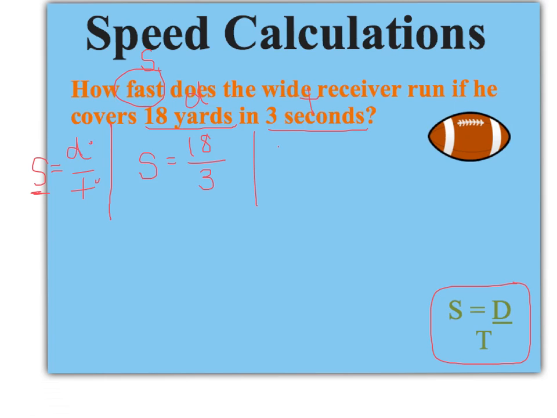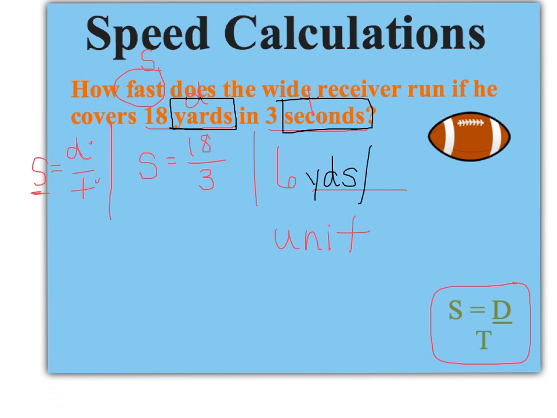18 divided by 3 is 6. Well, 6 what? Because I need to have a unit for my speed. How do you know what the unit is? Well, go back to your problem. Remember that the unit for speed is derived from the unit for distance and the unit for time. And since the distance was measured in yards, my speed is going to be measured in yards per, and whatever we measured time in, and that is seconds. So 6 yards per second is the speed of the wide receiver.